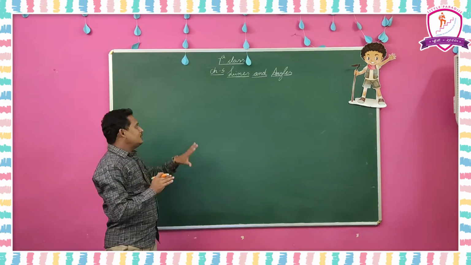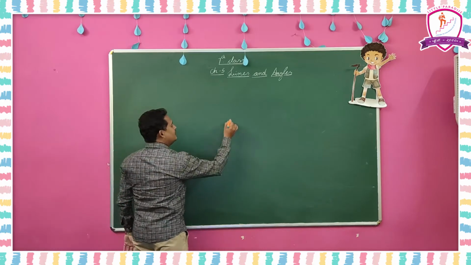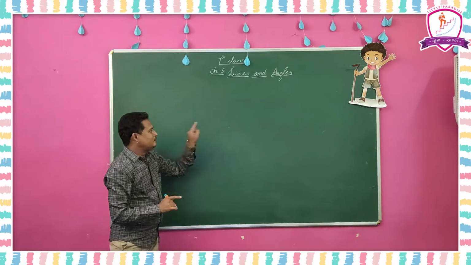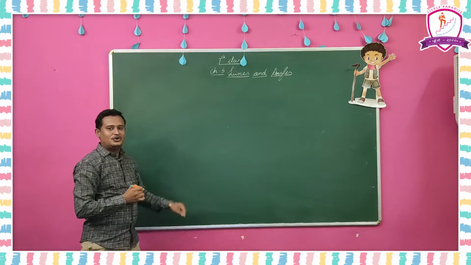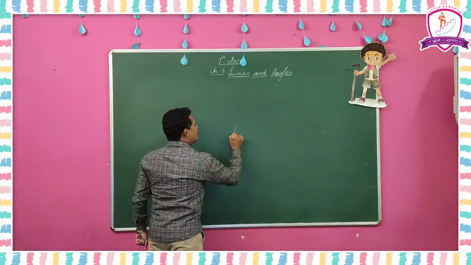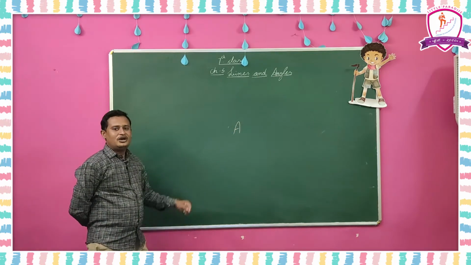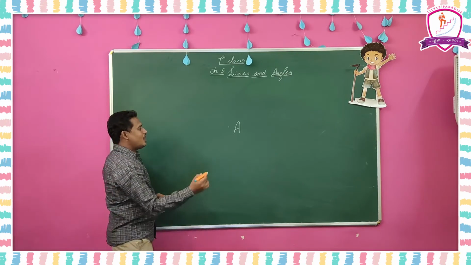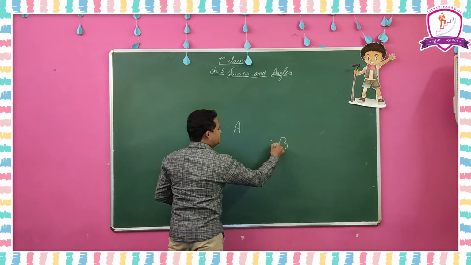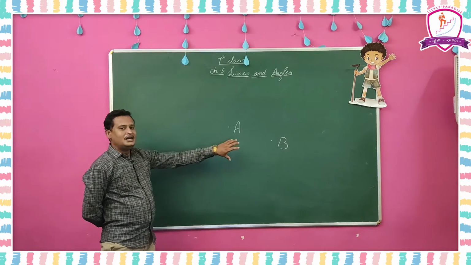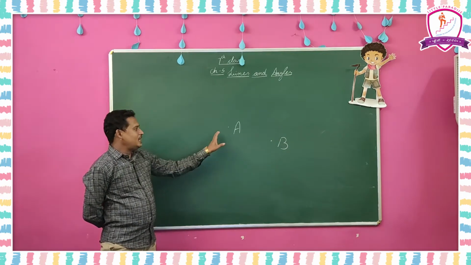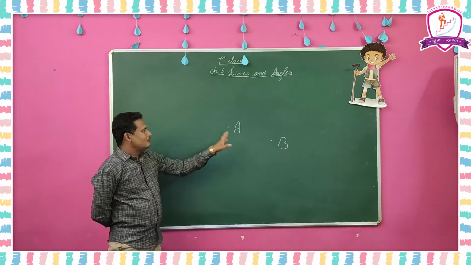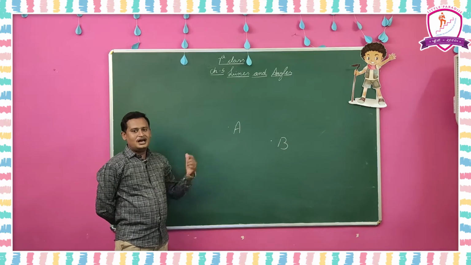If a dot is located in a plane, here we consider this board as a plane, I put a point here, this dot is called a point. A point is denoted by a capital letter of the alphabet, like A. Now I put another point B. A and B, these 2 points are in the same plane, so we call them coplanar points.